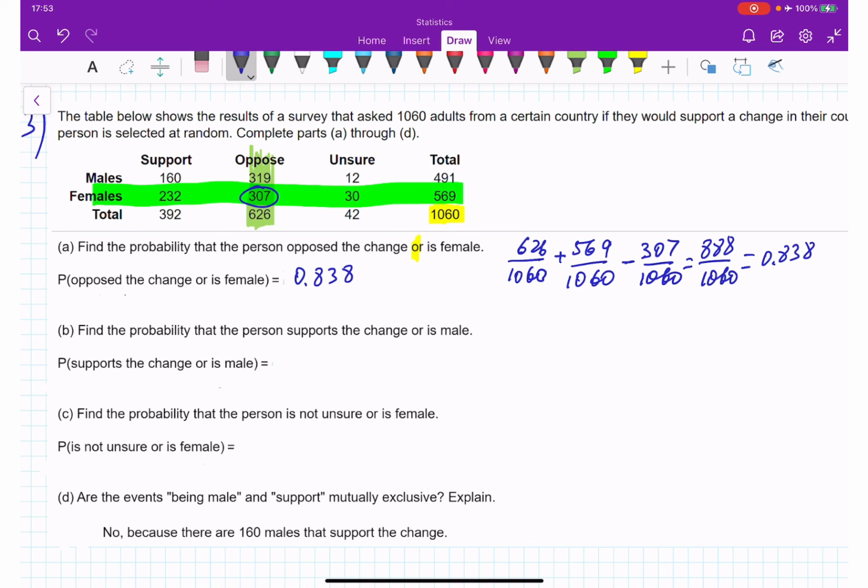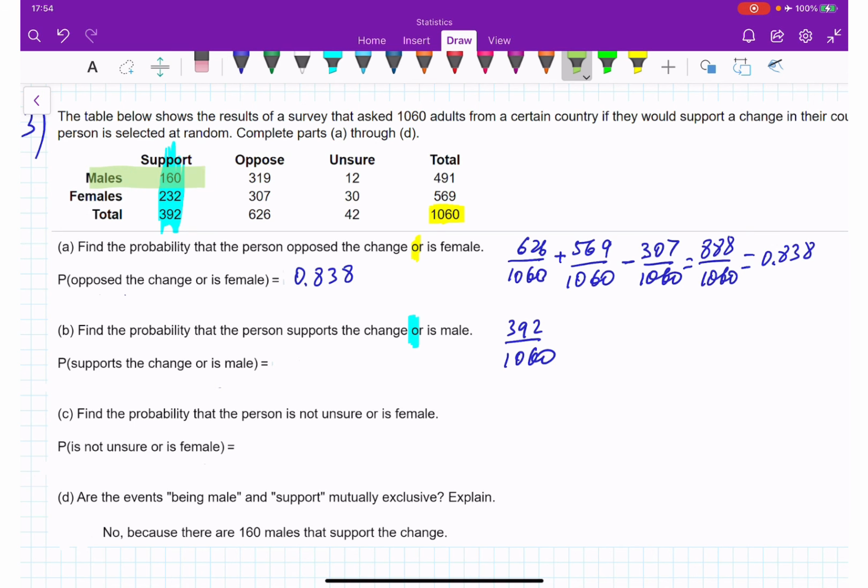B. Find the probability that persons support the change or is male. Let's clean this one. We leave only total. So the person supports the change. Where is our support? It's right here, 392. 392 over 1060, or is male. Where is our male? Right here, 491. And 160 is repeating, right? So we do subtract 160 over 1060, and the answer is 0.682.